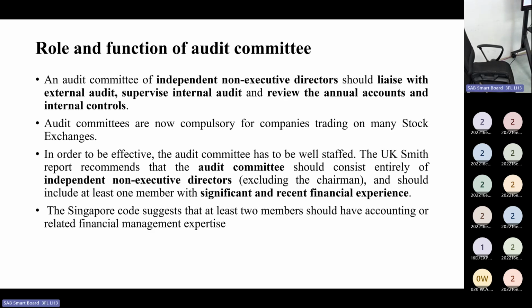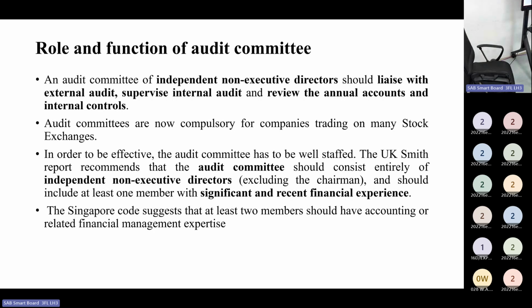So you can see that the audit committee's work is very challenging, because these committees handle so many things. So you need to know very clearly what the different tasks are that they are doing. An audit committee of independent non-executive directors should liaise with external audit, supervise internal audit, review the annual accounts and internal control. So four tasks are there mainly.